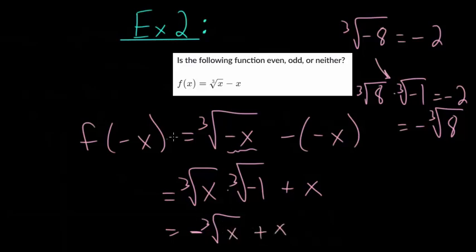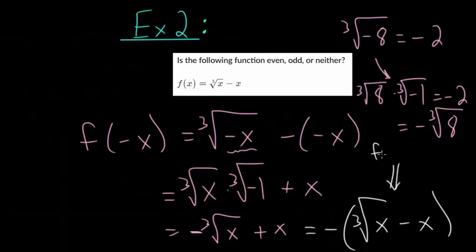And to determine if this is either the original function or the opposite of the function, what we're going to do is factor out this negative. So we have minus the cubed root of x minus x. But notice this right here, this is our function. So when we put in the opposite of x, we ended up getting the opposite of our function. And when that happens, we know this is an odd function. So anytime you put in the opposite of x and you get back the opposite y value, you know you have an odd function. And if we got back the same function, we would have an even function.